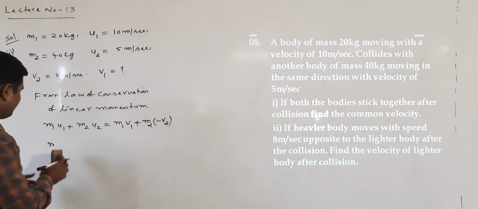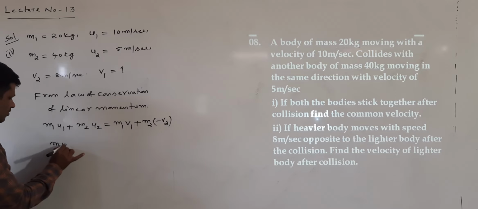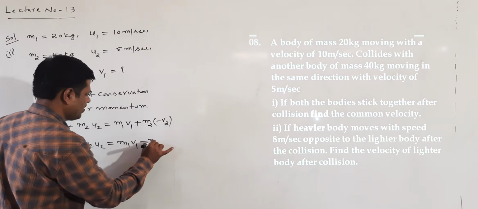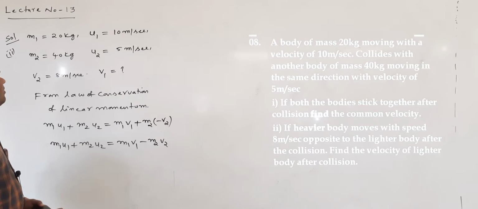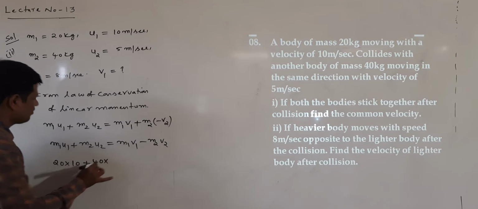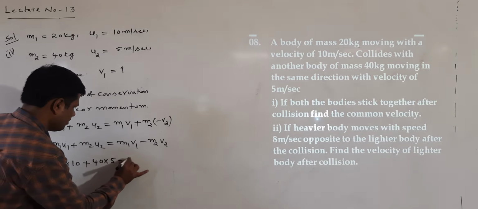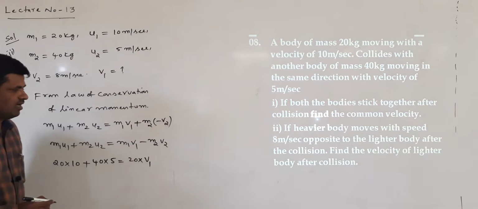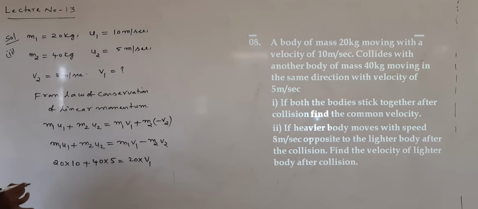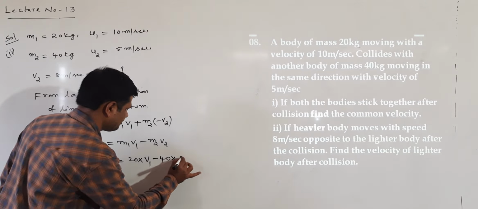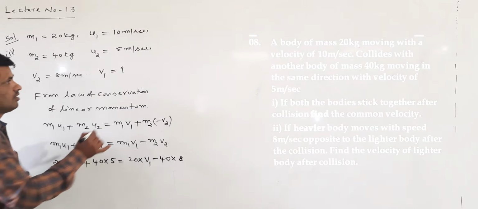So here substitute all the values. First we write m1 u1 plus m2 u2 is equal to m1 v1 plus m2 into minus v2. Now substitute the values: m1 equal to 20 into u1 equal to 10, plus m2 equal to 40 into u2 equal to 5. Now m1 equal to 20 into v1, we don't know the v1 value, we find it, so as usual I am writing v1. Here m2 is 40 into v2 value equal to 8. Up to this one is clear.